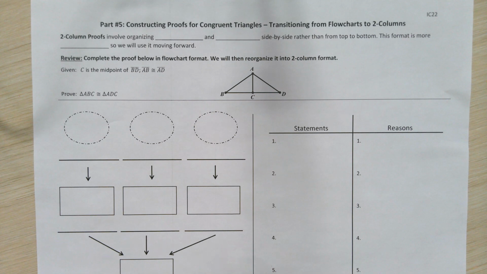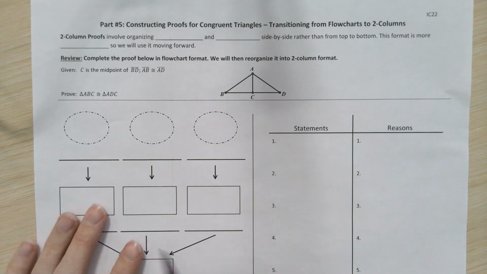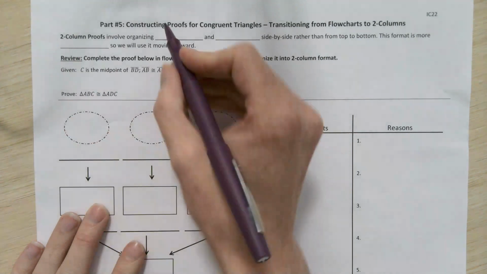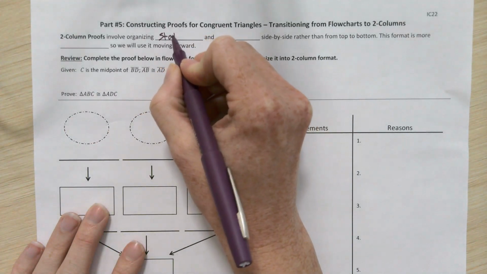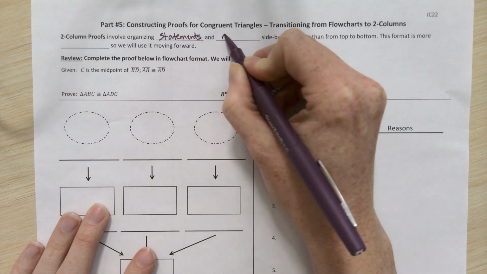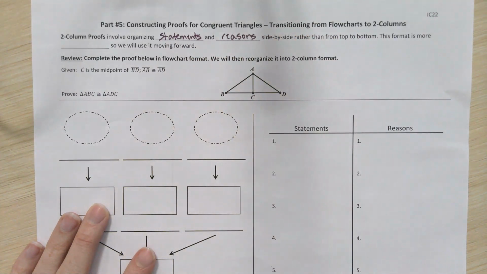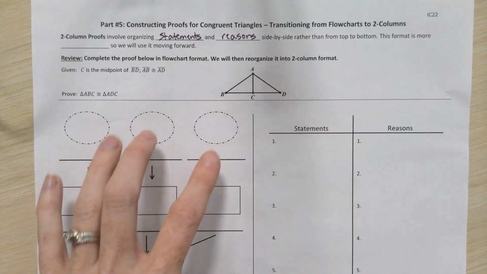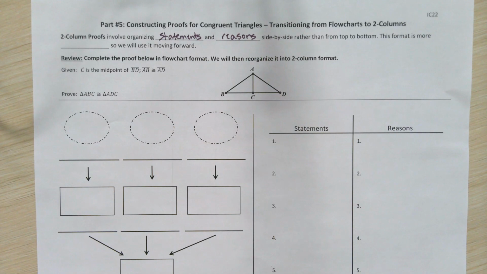So to get us started, let's talk a little bit about two-column proofs. They are going to involve organizing the statements and the reasons that we've already been practicing in our flowchart proofs, but they are organized side by side rather than from top to bottom like they are in a flowchart.